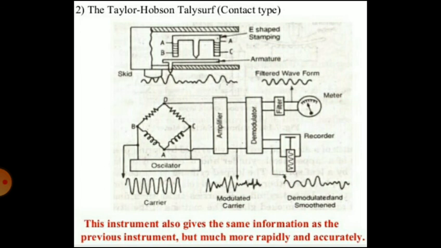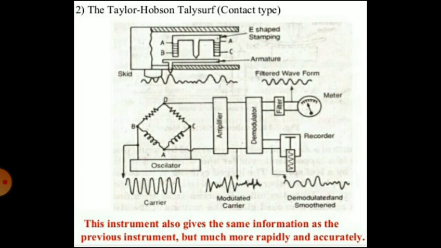So at the top you can see the measuring head, and at the bottom of the measuring head there is a stylus which can be moved over the surface. As the stylus moves up and down due to surface irregularities, the armature is also displaced. So when there is an upward and downward movement of the stylus, the armature also displaces. So there is a movement of the armature.